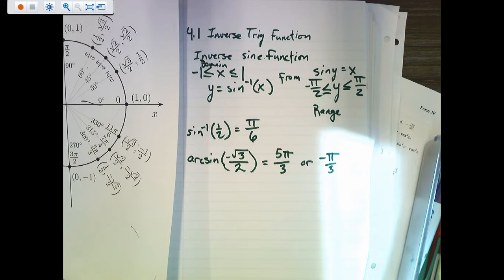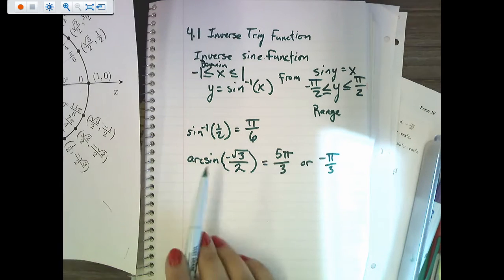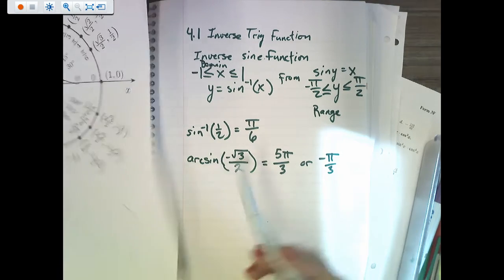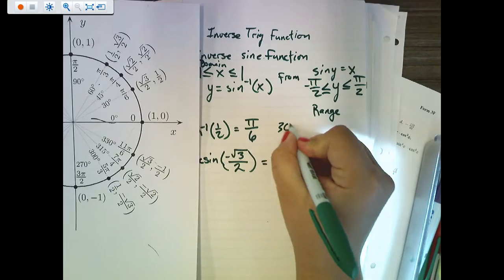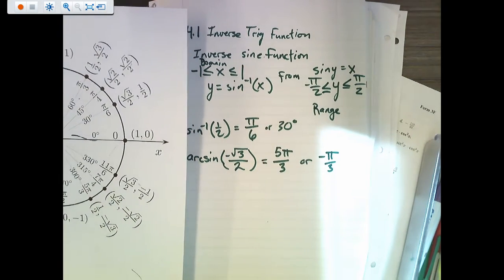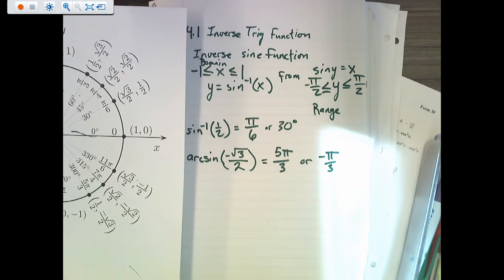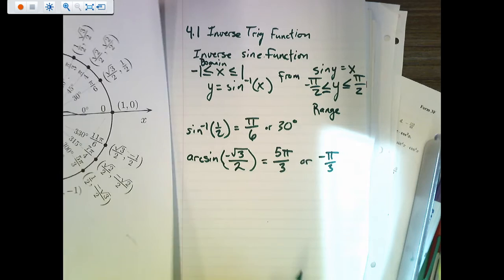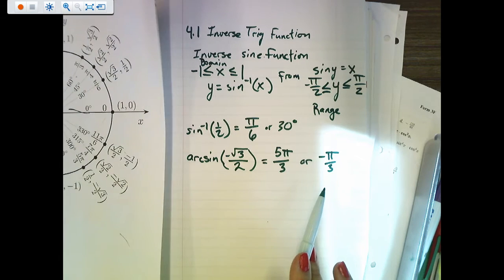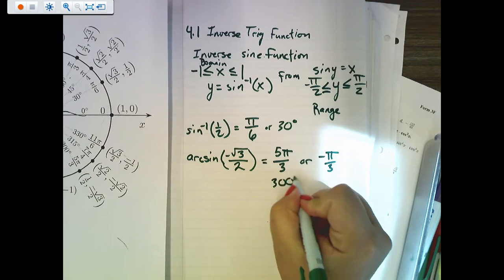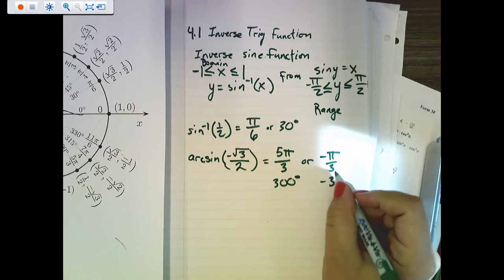Some of the questions just ask specifically about degrees or radians. So if they asked you for the inverse sine of 1/2 in degrees, you would say 30. It just depends on how they write it in the directions for your answer. They just give you both options, okay? So those are what those guys would look like. Just be able to do them. Either this would be 300 degrees or -60.